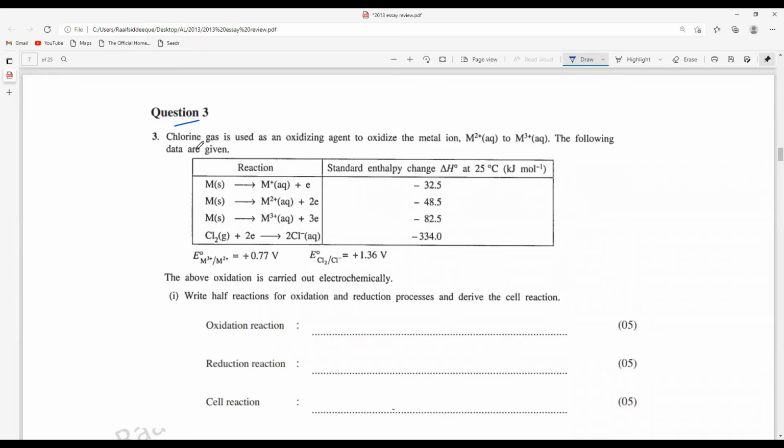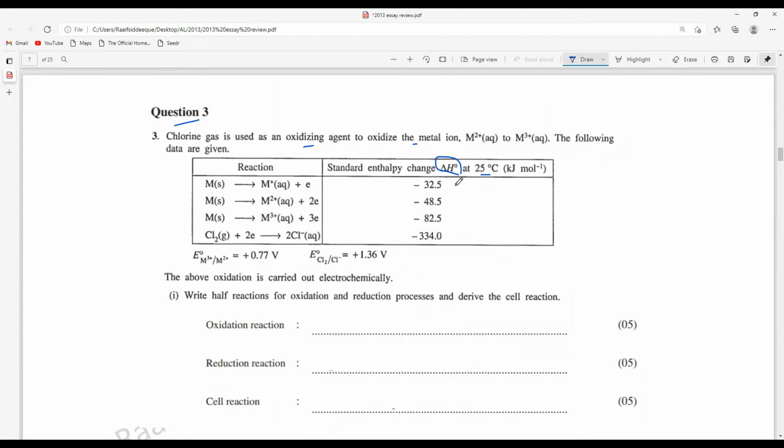You are given that chlorine gas is used as an oxidizing agent to oxidize the metal M2+ to M3+, and the following data are given. So you have been given the standard enthalpy changes at 25 degrees Celsius, where M solid forms its first oxidation state: M solid is converted directly to M2+, and M solid is converted directly to M3+.